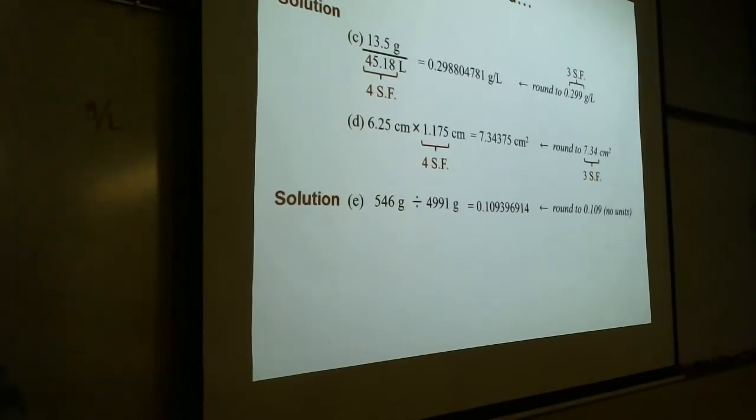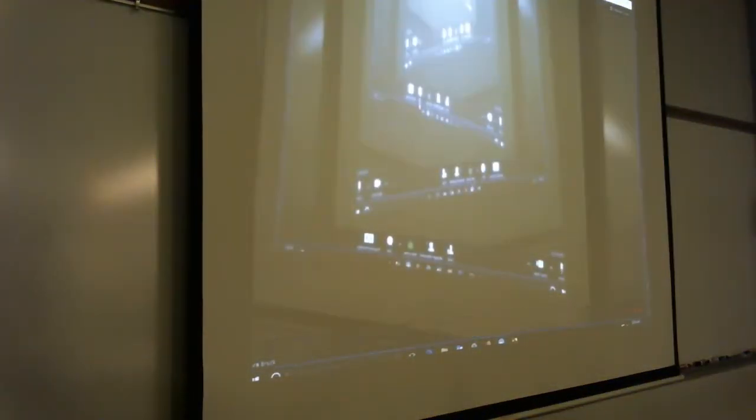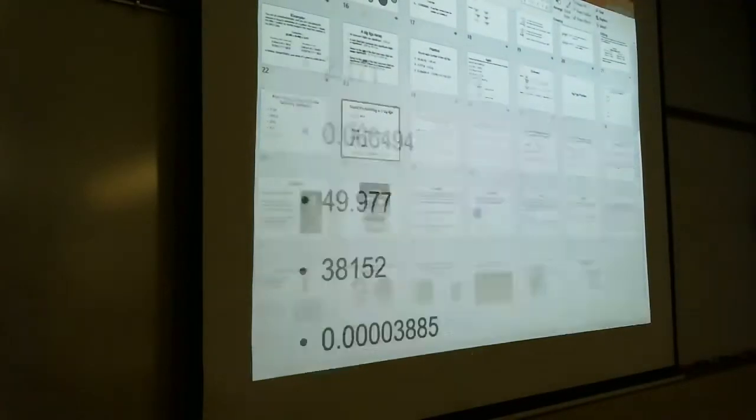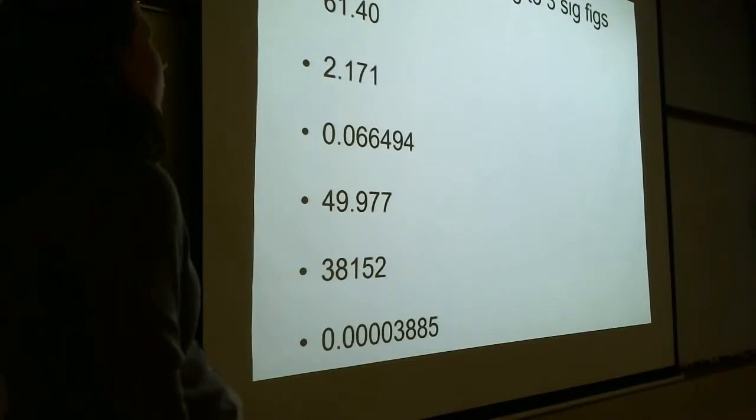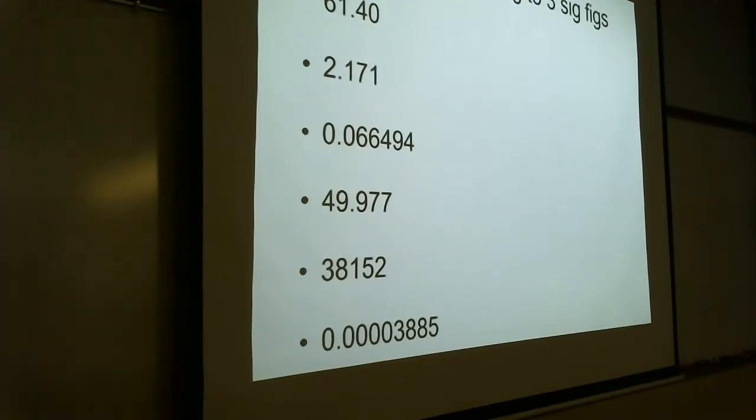Okay, let's stop here for a few minutes, take a brain break. Pause the video. All right, now that our brains are a little refreshed, let's just shout these out, and then we're going to move on to density. Let's round each of these to three sig figs. There are no units here, so we don't need to worry about that. How would I round the first one to three sig figs? 61.4, good. What about the second one? 2.17, good. The third option?